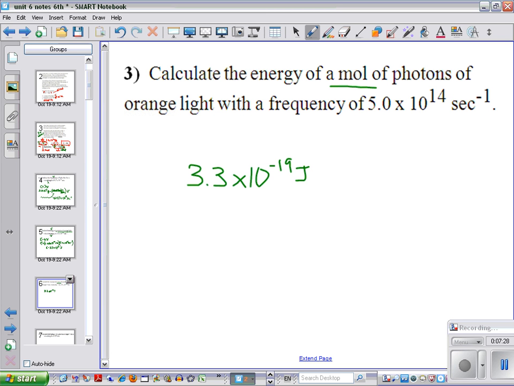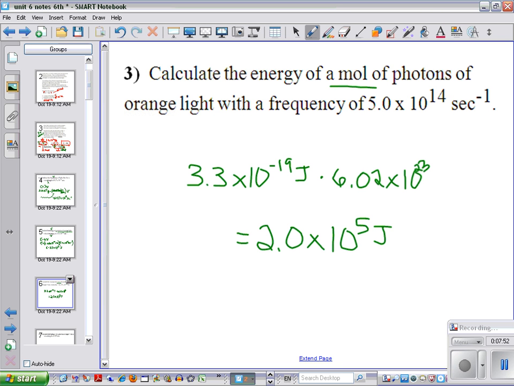What would you have to multiply it by for a whole mole of photons? 6.02 times 10 to the 23rd, which is the amount in a mole. So if you had a mole of photons, you'd have 6.02 times 10 to the 23rd. And you plug and chug that into the calculator, and you get 2.0 times 10 to the 5th joules. So if each photon is bringing this much energy and you have a mole of them, that's how much energy you're going to have of orange light.